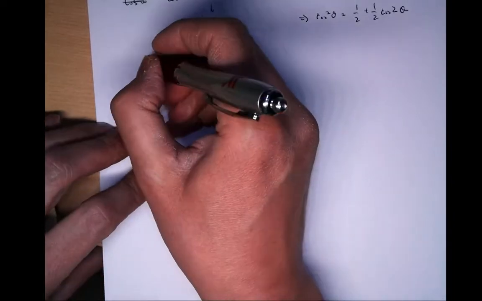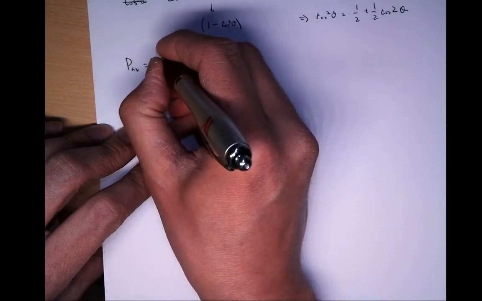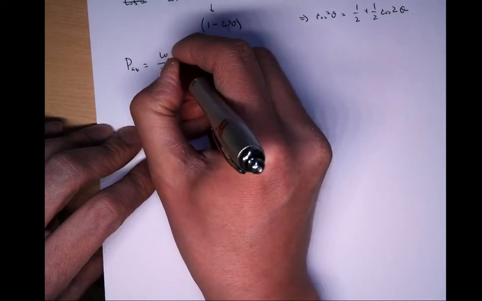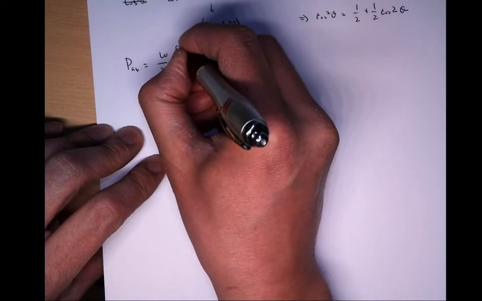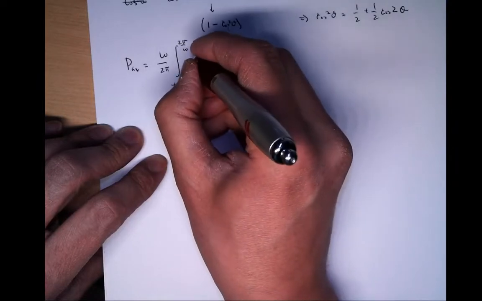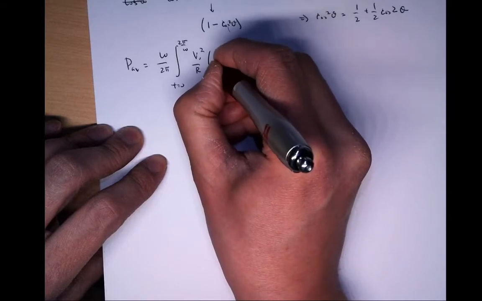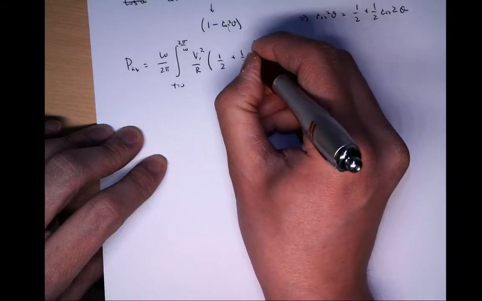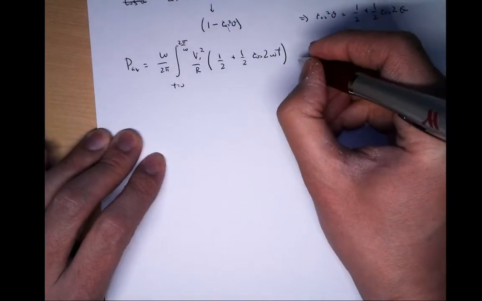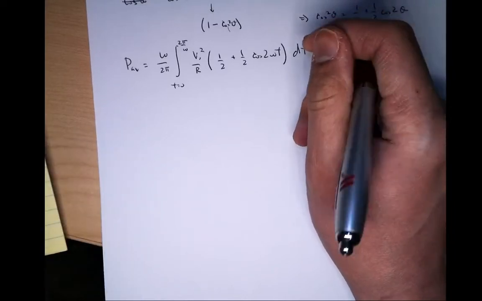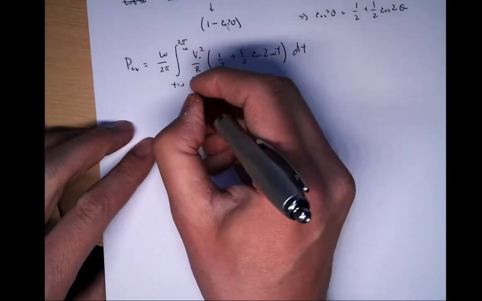And so what we have is that the average power is going to be equal to omega over 2 pi integral t equals 0 to 2 pi over omega. And let's plug this part in. V0 squared over R times 1/2 plus 1/2 cosine 2 omega t. All right, and then we're going to integrate this by dt. Now this is relatively simple to do.